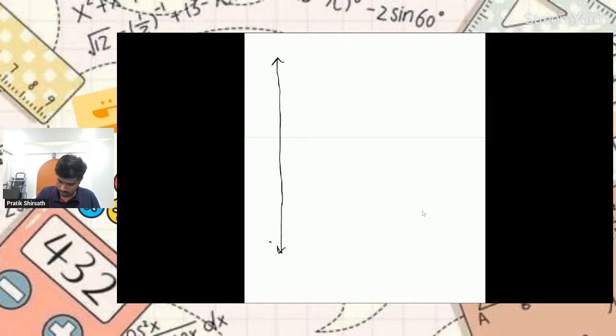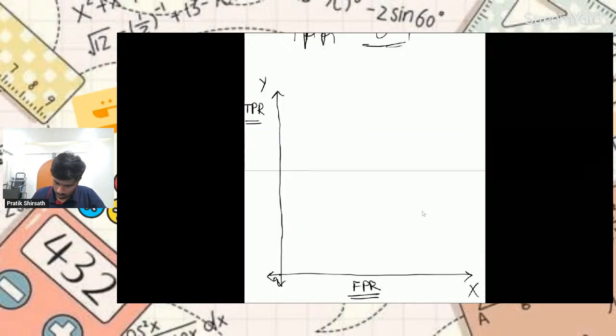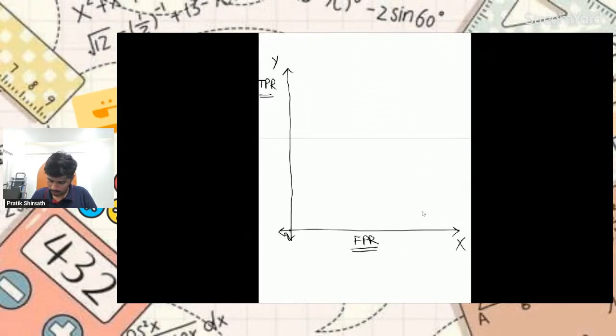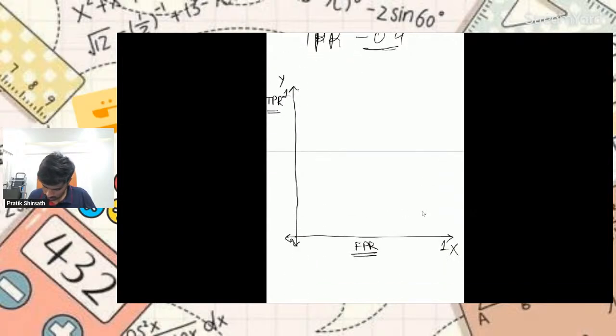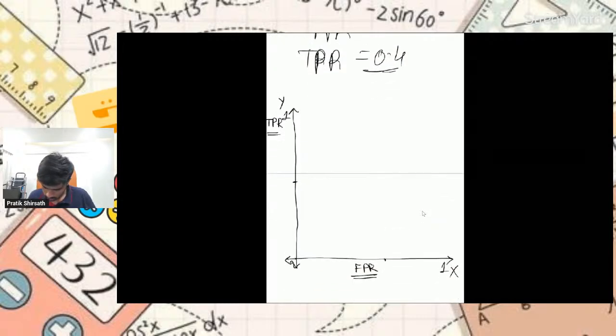This is my graph for ROC, y-axis, x-axis. This is my TPR, this is my FPR. True positive rate, false positive rate. Now this is my 0. First is 0.9. Of course, this value is from 0 to 1 and this is from 0 to 1. For 0.9, FPR is 0.6 and TPR is 0.4. If I say that this is 0.5 and 0.4, then something is here.